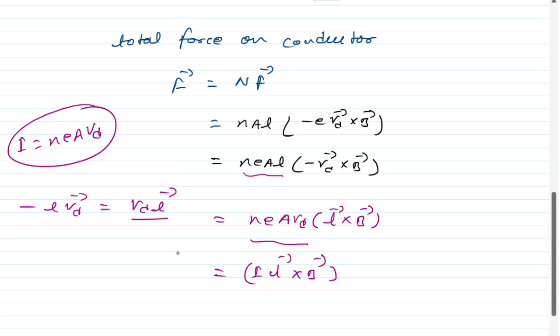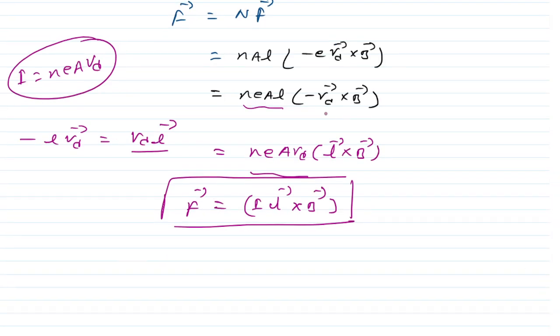So I will repeat this point. Some of my students may face difficulty. Sir, what have you done here? So minus Vd, we know minus Vd is opposite to Vd. This was the conductor, Vd was in this direction.